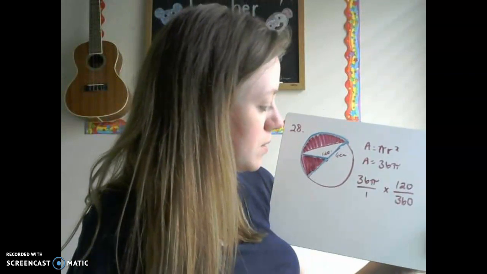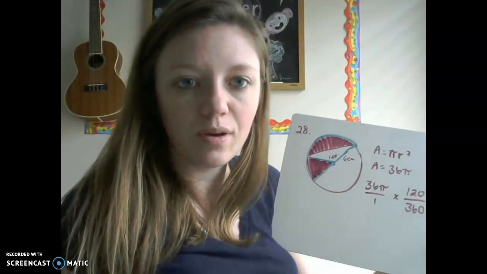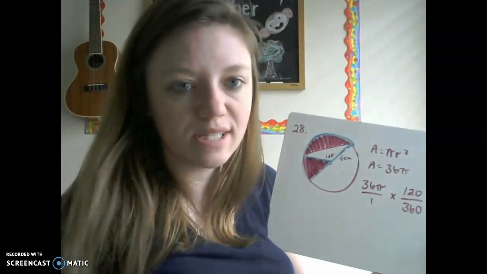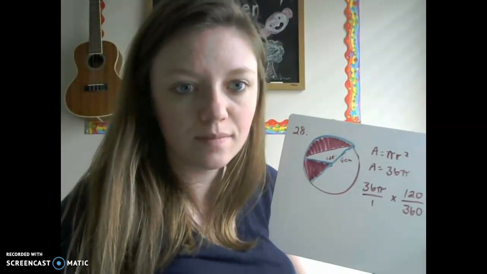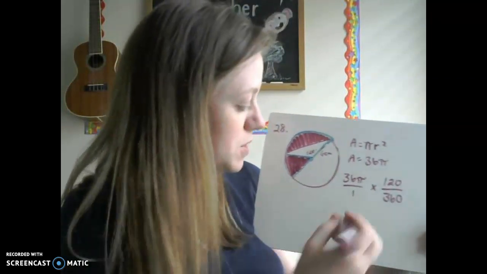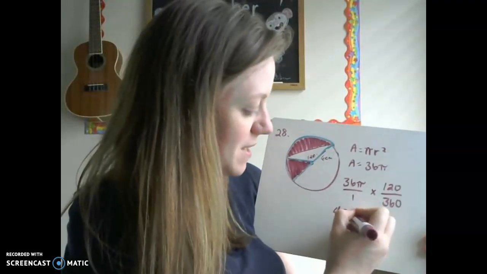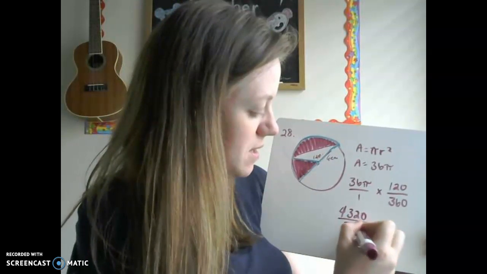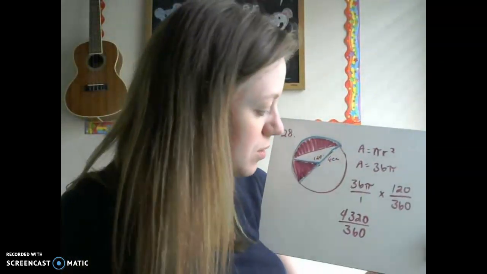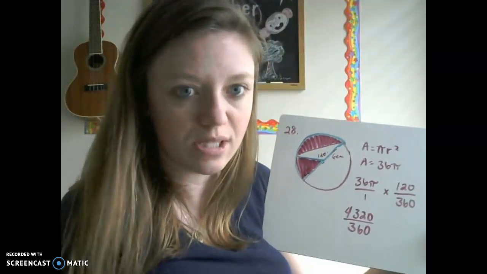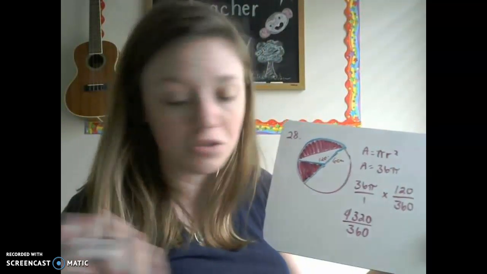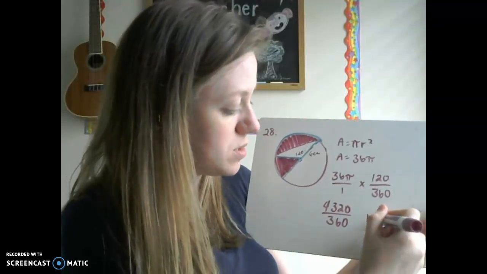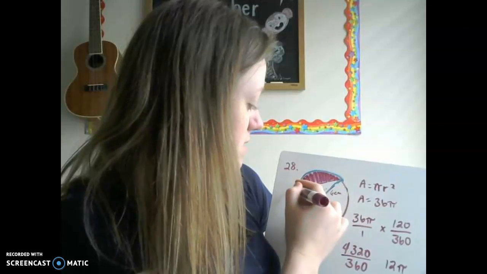So we take, I'm going to need my calculator for this one. We're going to take 36 times 120, which is 4,320 over 360. We're finding to the nearest tenth, so I'm not going to worry about just dividing that. I don't need to leave it in fraction form. But it turns out to just be 12. So 12 pi is the area of this pizza slice right there.